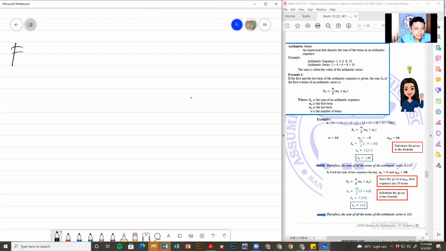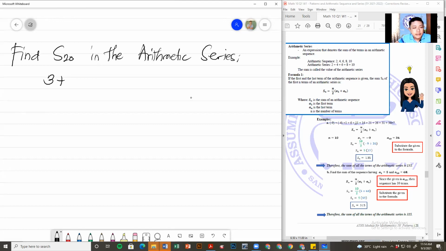Find S sub 20 in the arithmetic series 3 plus 6 plus 9 plus 12 plus ... hindi na ako marunong mag-spell. Okay, go. Start.